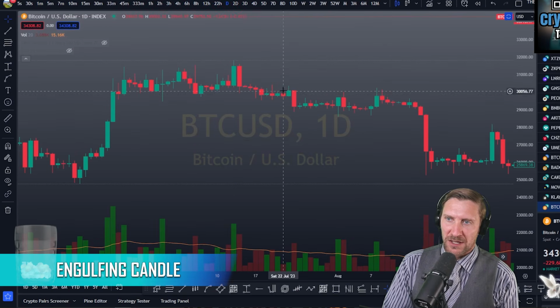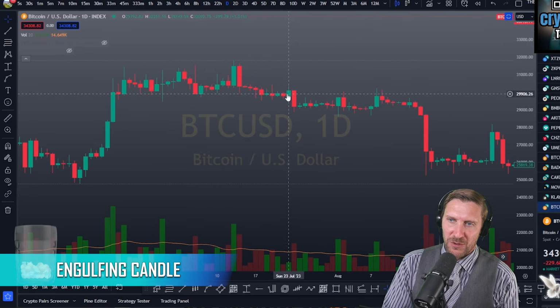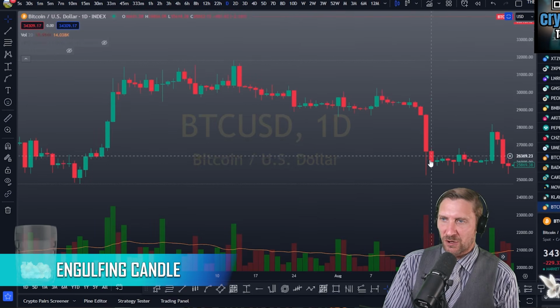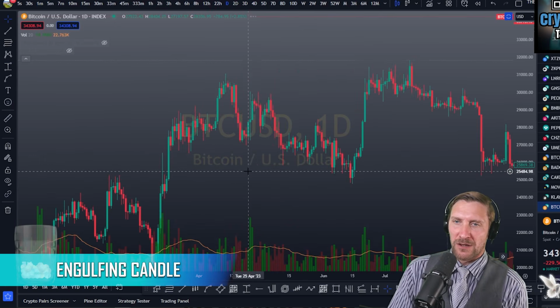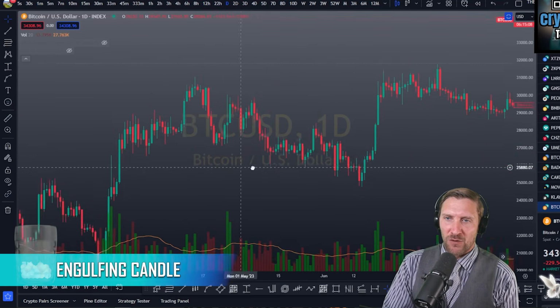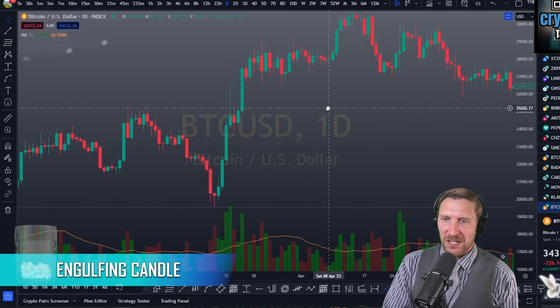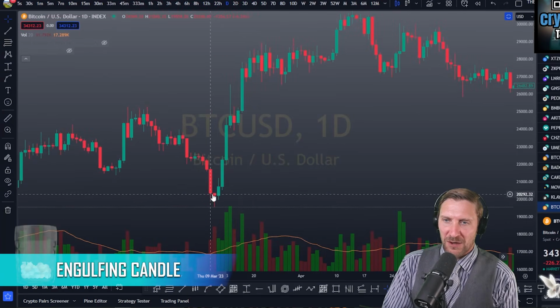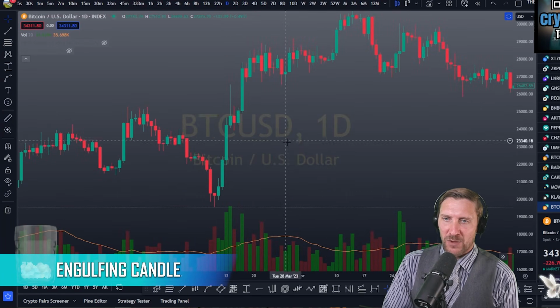We have a movement to the downside. Here's another bearish engulfer. You can put this candle inside and we struggle and eventually go to the downside, right? So you get bullish and bearish engulfing candles. When you can put the whole candle inside the one right here, that's a bullish engulfing candle. You can put that red candle inside, we get a move to the upside.